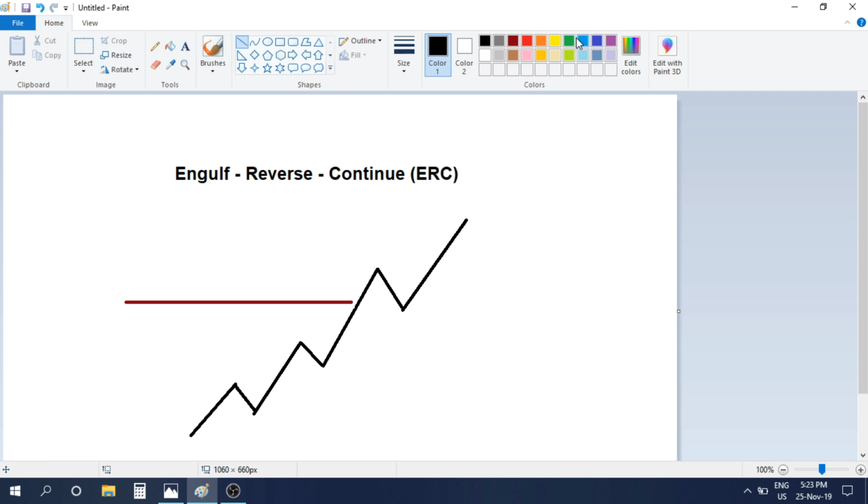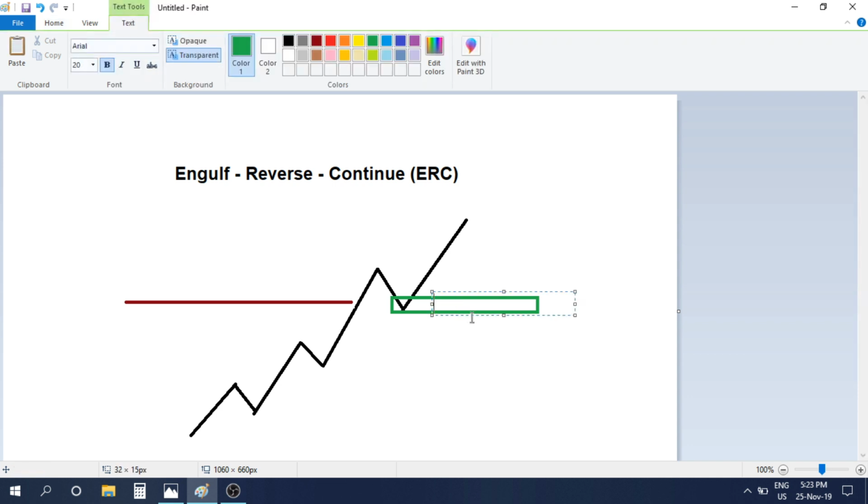So the zone that gets printed over here is a demand zone, but also known as an ERC zone. So basically it engulfed an important barrier, a strong important barrier, then it reversed for a while, and then it continued in the direction of the engulf, right? So this demand zone would be called an ERC demand zone.